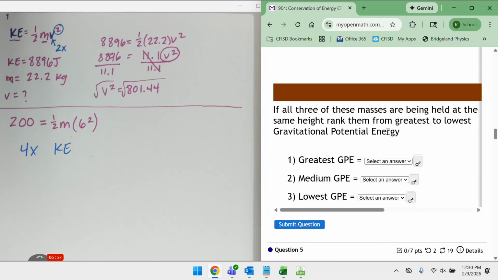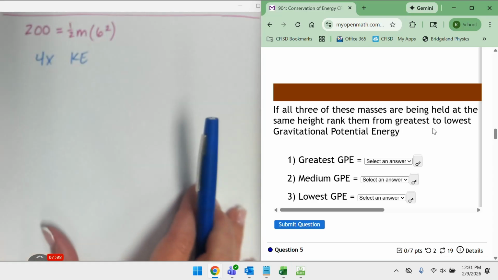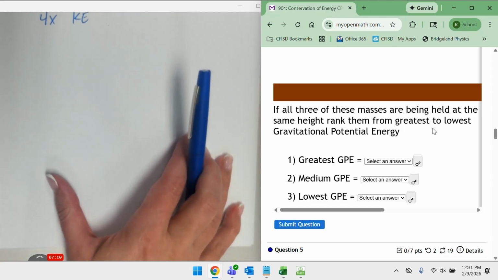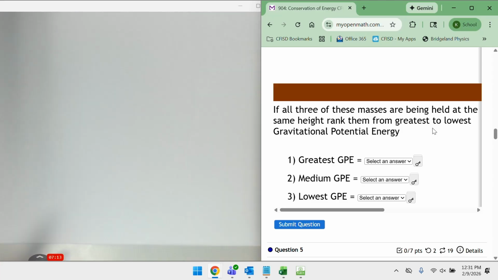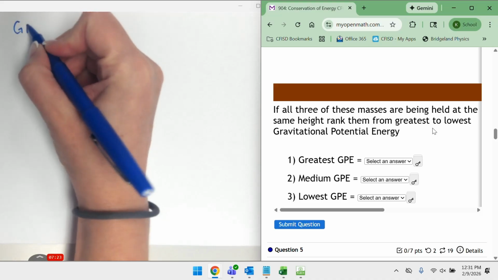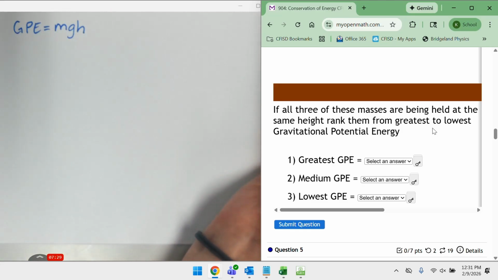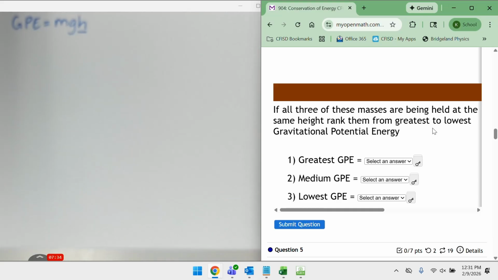It says, if all 3 of these masses are held at the same height, rank them from greatest to lowest gravitational potential energy. So again, this time you need to be thinking about what is the formula for gravitational potential energy, and what is the relationship between mass and GPE, since the heights are the same. The equation for gravitational potential energy is mgh. In this particular question, they're telling you that the height is staying the same the whole time. G is, of course, the same. It's 9.8. We're on Earth.